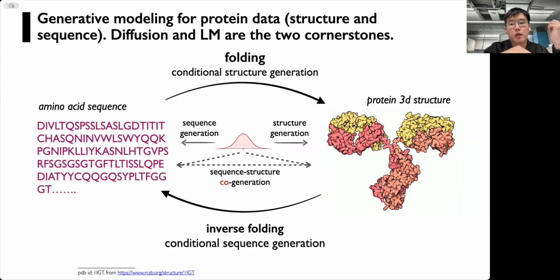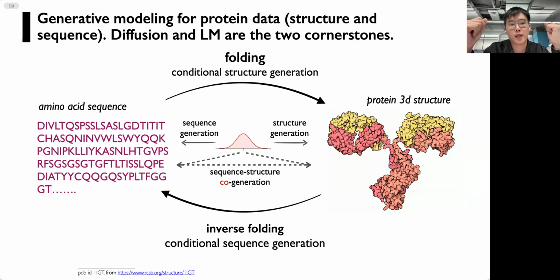For example, protein folding is to generate the protein 3D structure from an amino acid sequence, and inverse folding is to generate an amino acid sequence conditioned on the protein 3D structure. You can also unconditionally model protein sequences or protein structures, which gives you a model for de novo sequence design or de novo structure design.